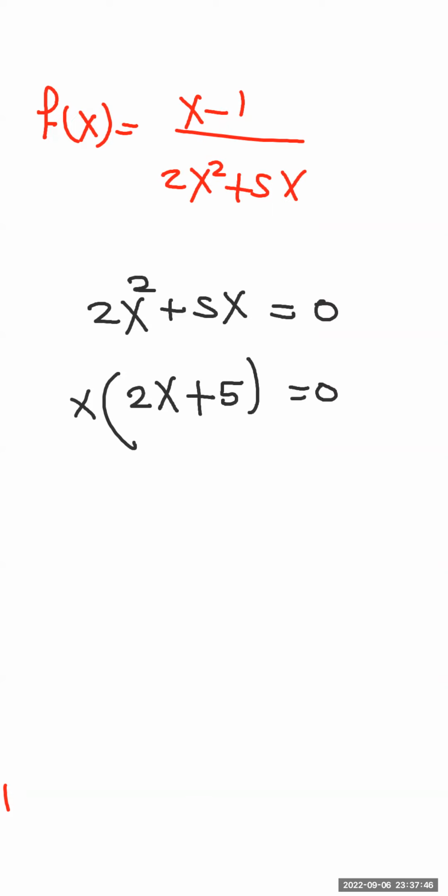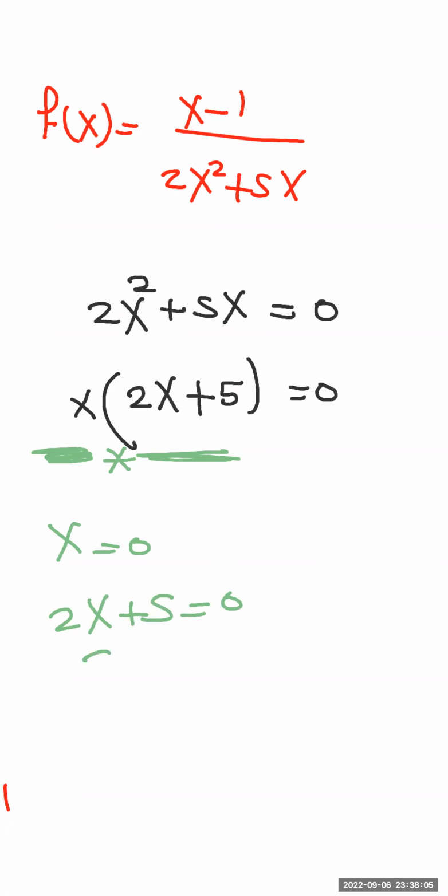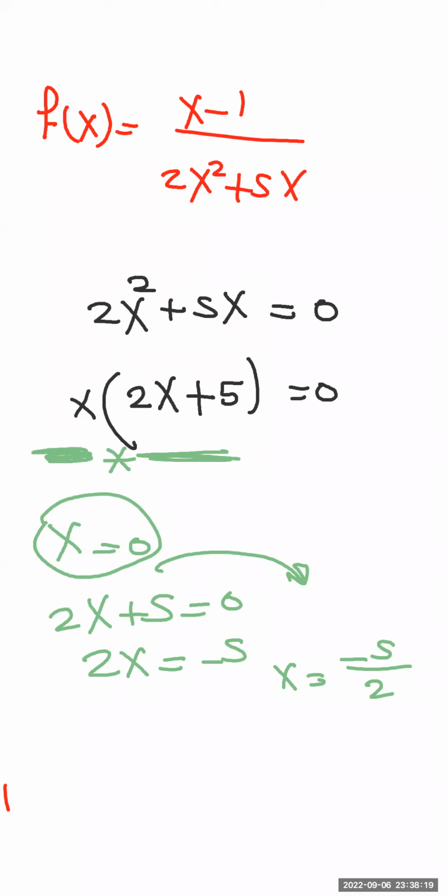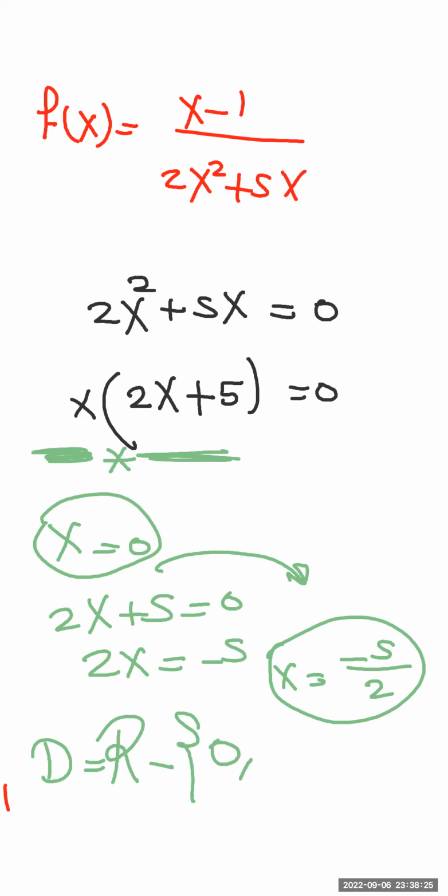Now, two values, this one and this one, their product equals 0. So simply this means that the first value equals 0, or otherwise the second value equals 0. So 2x plus 5 equals 0. Therefore, 2x equals, shift this number to the other side and change the sign. It was positive, then it becomes negative. So 2x equals negative 5, so simply x equals negative 5 over 2. Exclude these two numbers from the domain. So the domain will equal real numbers, the difference 0 and negative 5 over 2. I'm done.